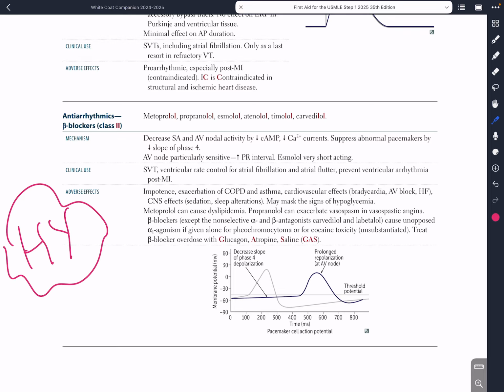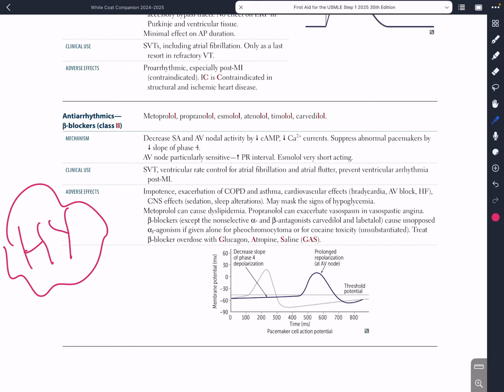CNS effects of beta blocker is it can cause sedation, sleep alterations. May mask signs of hypoglycemia. So diabetics should be very careful of hypoglycemic signs like autonomic signs like sweating, palpitation. So beta blockers can cause sedation and sleep alteration, and it can mask hypoglycemia, means patient is hypoglycemic, but patient doesn't know that they are hypoglycemic. So it just masks, it doesn't cause hypoglycemia.